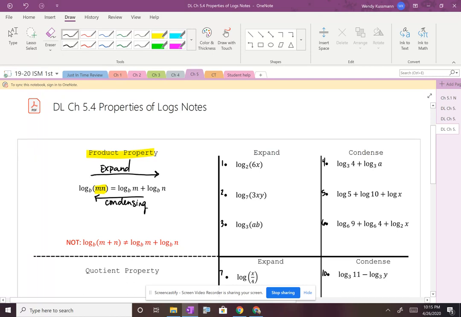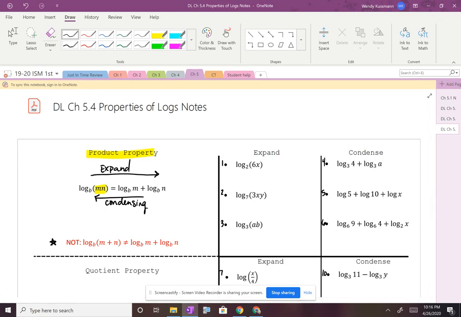The one thing that I want to point out to you is that if there is addition in the argument, you cannot split logs up with addition in the argument. Multiplication splits into addition, and we'll learn about division and subtraction and powers later. So multiplication splits into addition. You cannot do this if it's addition in the argument.